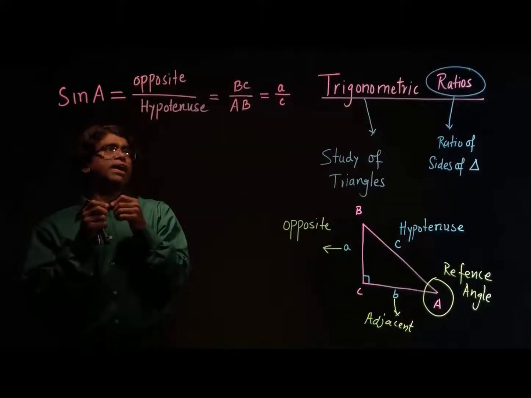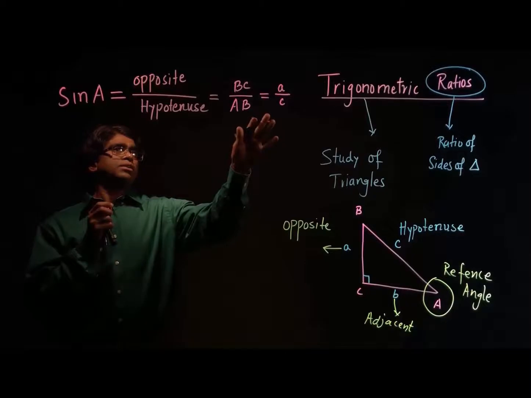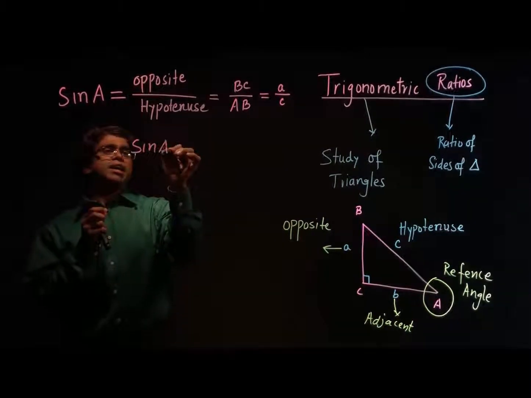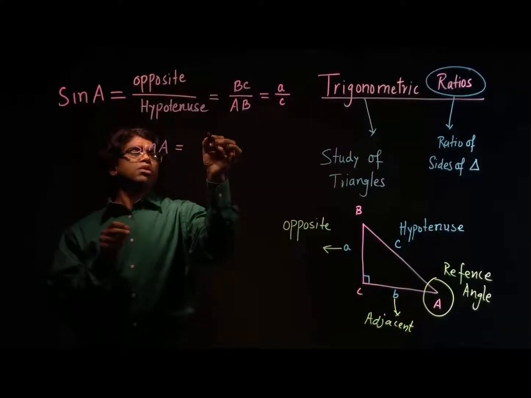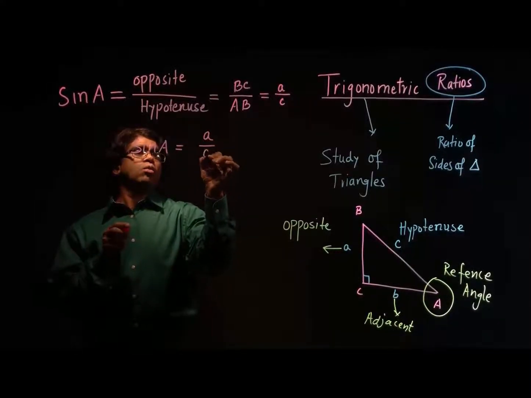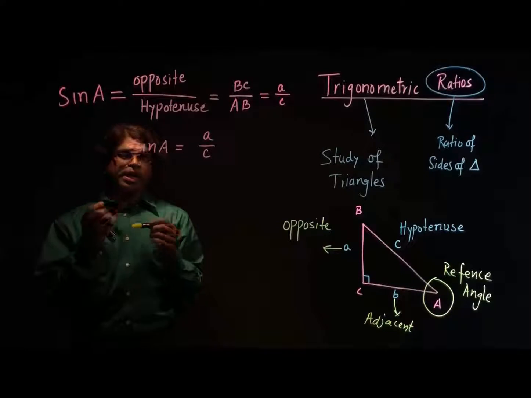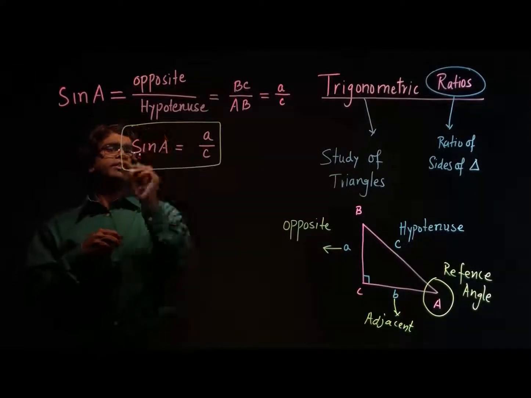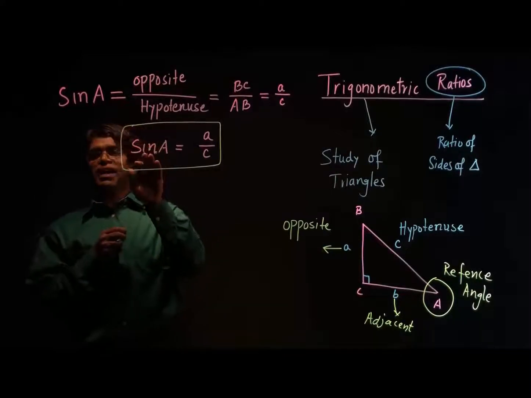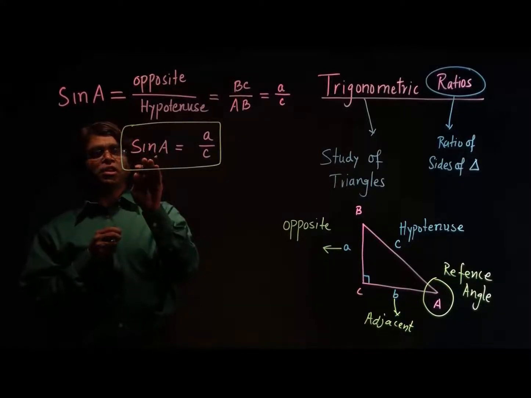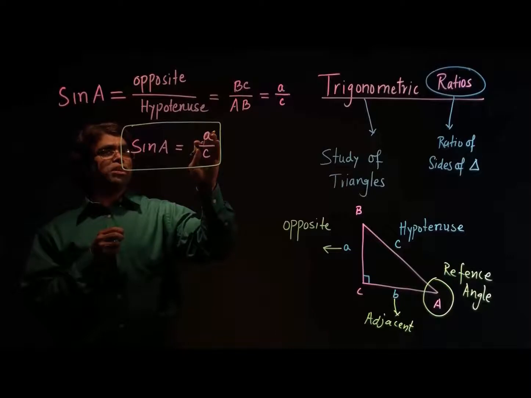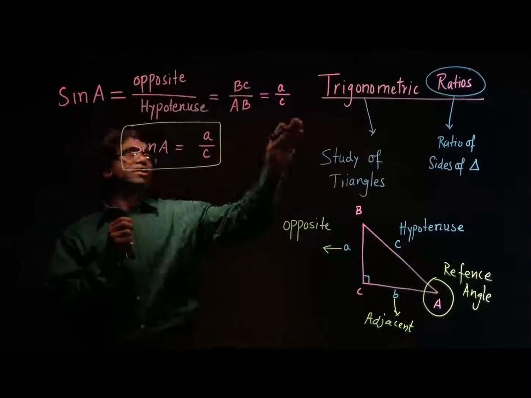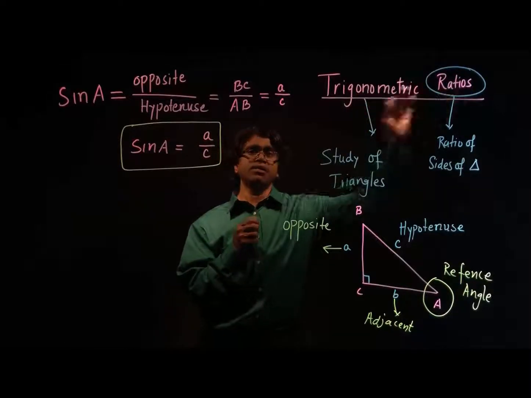So I can write sine A is equal to a over c. And again, you can see a is a side and c is also a side. So basically sine is a ratio of opposite over hypotenuse. And that's the reason why we call it trigonometric ratios.